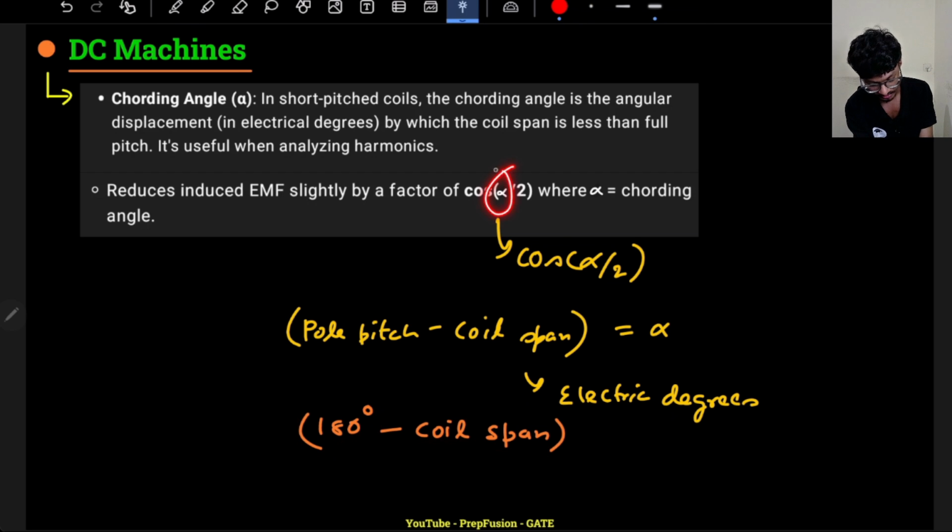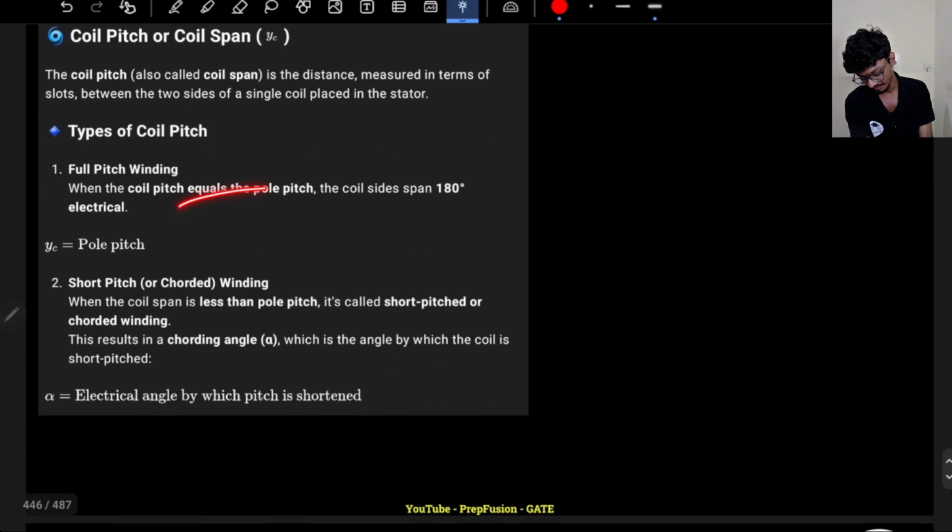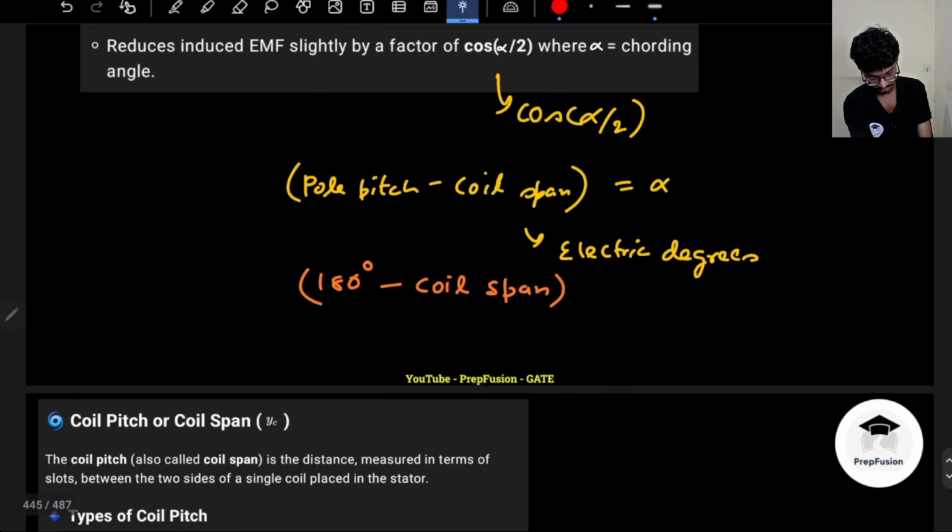Okay, I'm sorry, alpha I mentioned there as the coil span. No, it is not the coil span. It is 180 degrees minus the coil span, that is pole pitch minus coil span. Okay, please forgive me for that. Okay, so these are the things basically. Full pitch coil already I have explained. Short pitch coil I have explained. Okay, alpha is the angle by which it is shorted, also known as the cording angle, and the formula I have written over here.